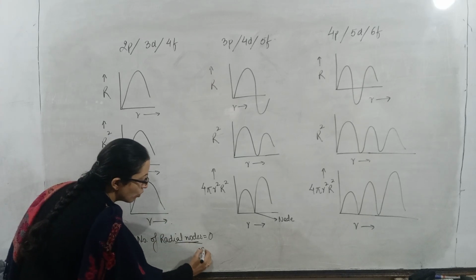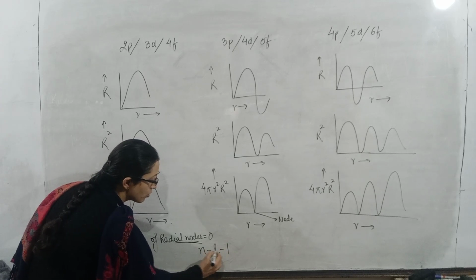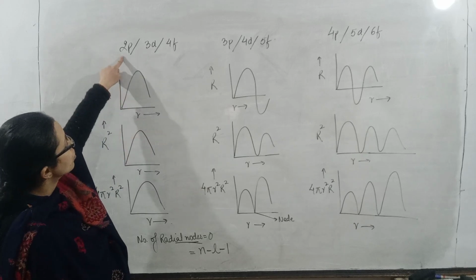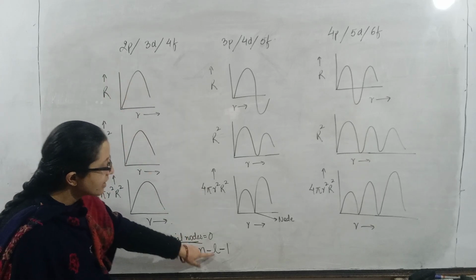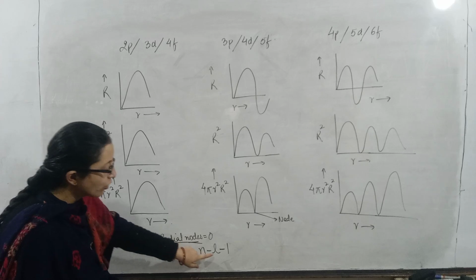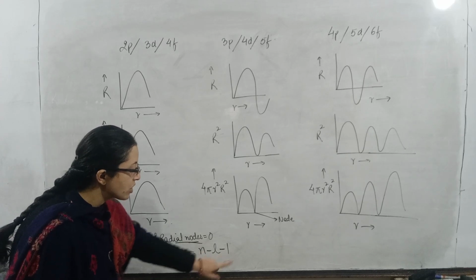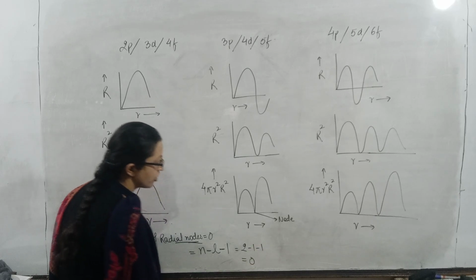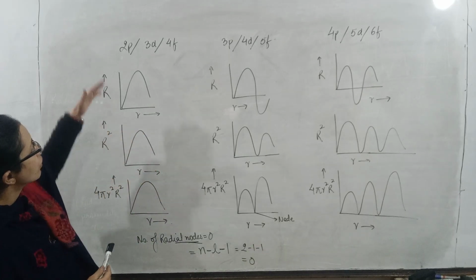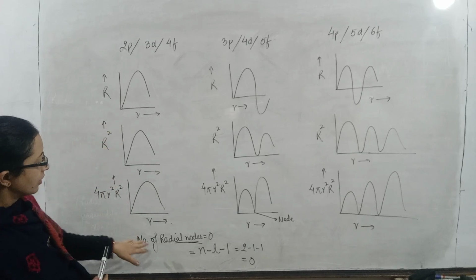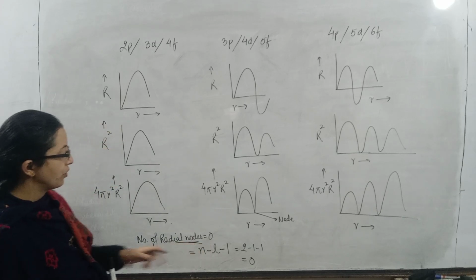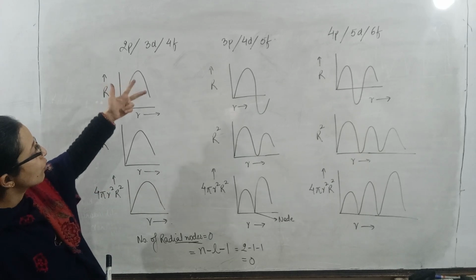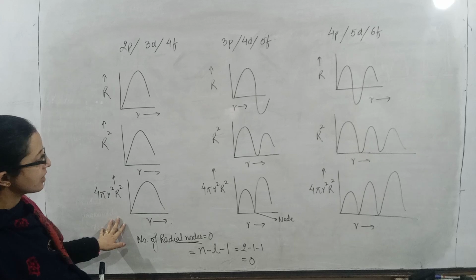We can calculate the radial nodes using the formula n minus l minus 1. But as we can see, the l value is, for p orbital, l value 1 है. So for 2p, 2 minus 1 minus 1, that is nothing but 0. So if you calculate radial nodes for any of these three, it comes out to 0, right? So there are no nodes in 2p, 3d, 4f. The number of radial nodes is 0.